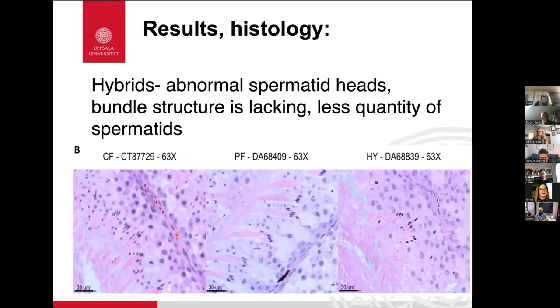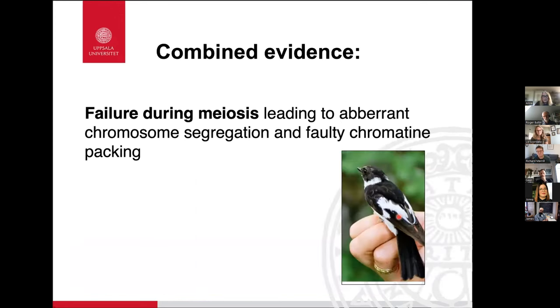Histology sections also detected the same sort of problems. You can see here that in the hybrids, fewer sperm are produced. They have those abnormal big heads, and there's also less quantity of spermatids, which we would expect if they have problems in the basic stages when you have multiplication, like in meiosis and mitosis. So the combined evidence from the flycatchers shows that failure during meiosis leads to aberrant chromosome segregation and faulty chromatin packing in spermatogenesis of hybrid males.